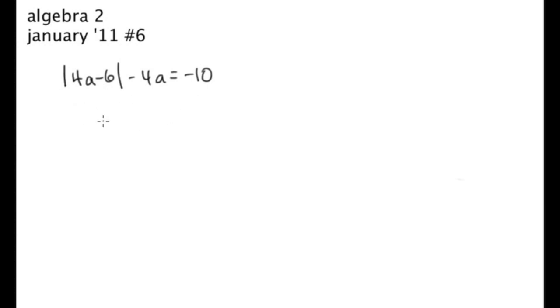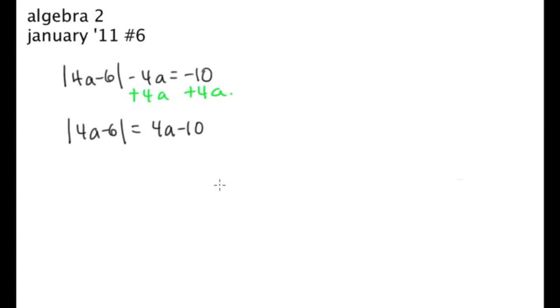The first thing you always do with these kinds of problems is get the absolute value expression by itself, with the value on the other hand. So in this case I'm just going to add 4a to both sides, and that should get rid of this 4a right here. Add 4a here, and add 4a here. And just to make it easier, I'm going to make the 4a precede the negative 10. So it's going to go a little something like this.